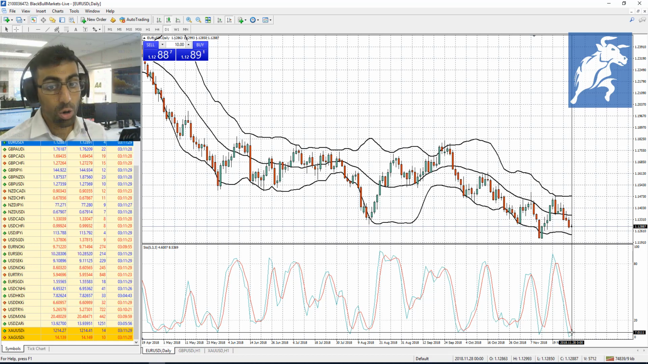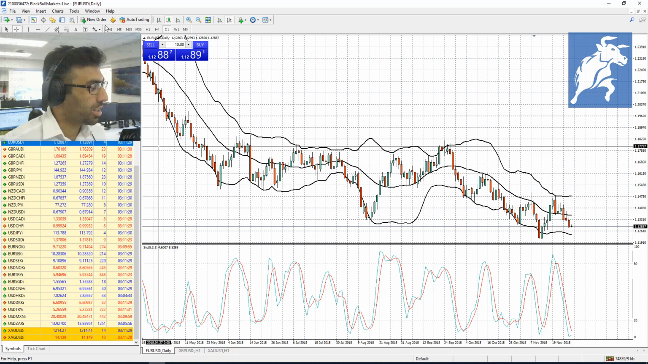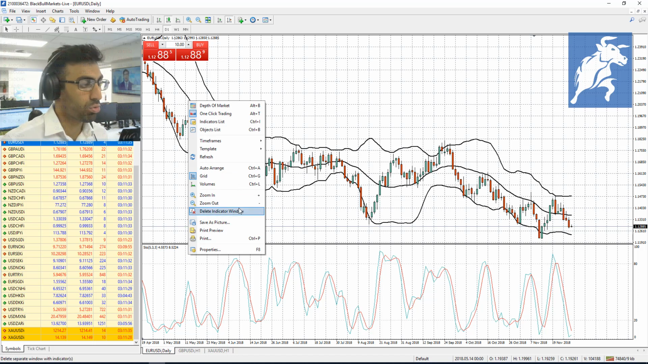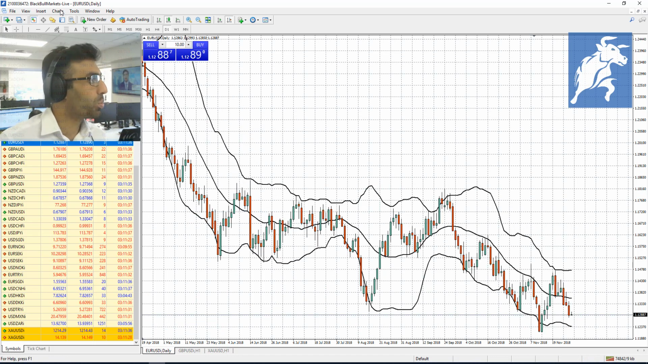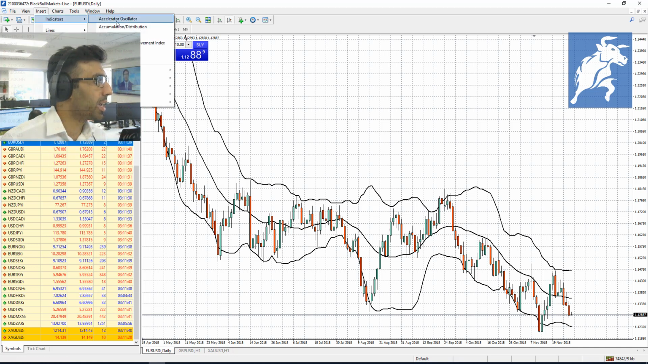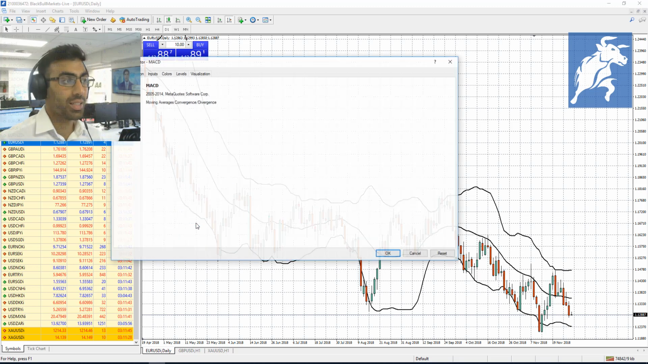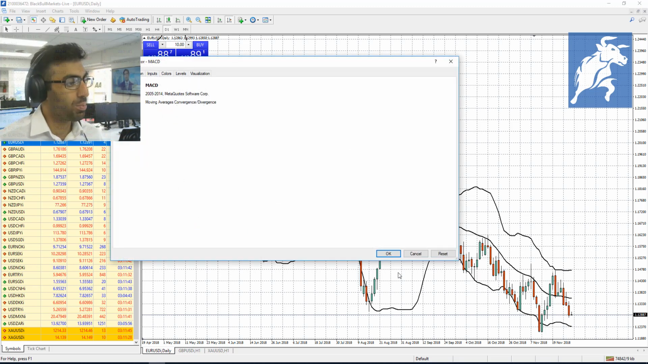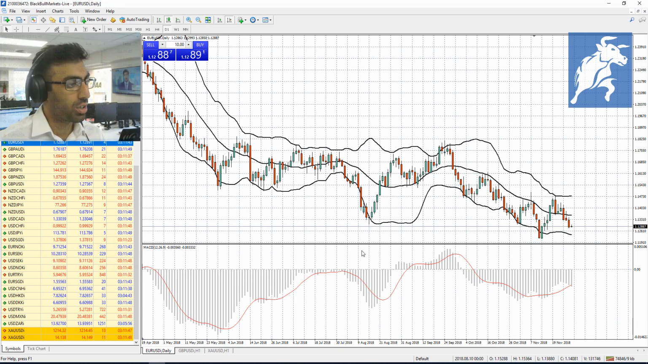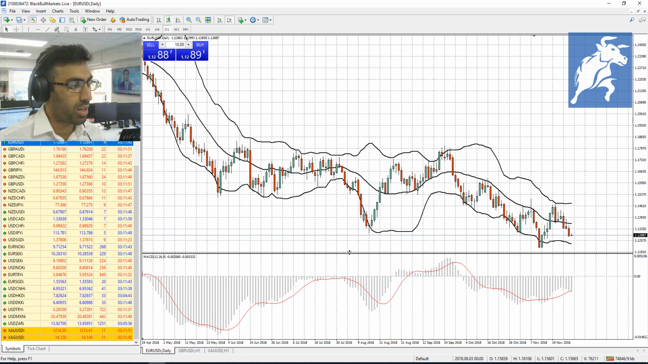Now let's go on to the second one, MACD. Similarly to the stochastic indicator input, we'll right click, delete this indicator window here, and let's add the MACD. So in indicators, we'll go to custom, and we should find MACD there. Again, with the settings, keep it simple. Click OK, and you're presented with a histogram as well as a line plot.